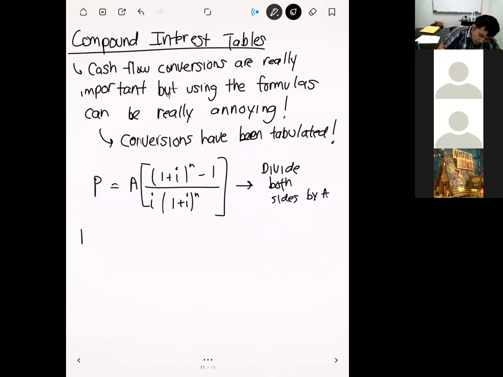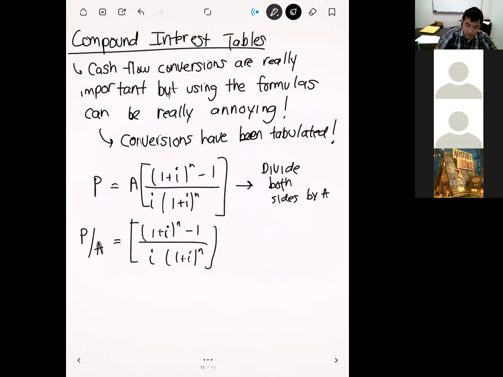Okay. Let me take this formula and divide both sides by A. Okay. And so on the left-hand side, we're going to have P over A, okay, is equal to (1 plus I)^n minus 1 divided by I times (1 plus I)^n. Okay. And so let's look at the expression that's on the right-hand side.